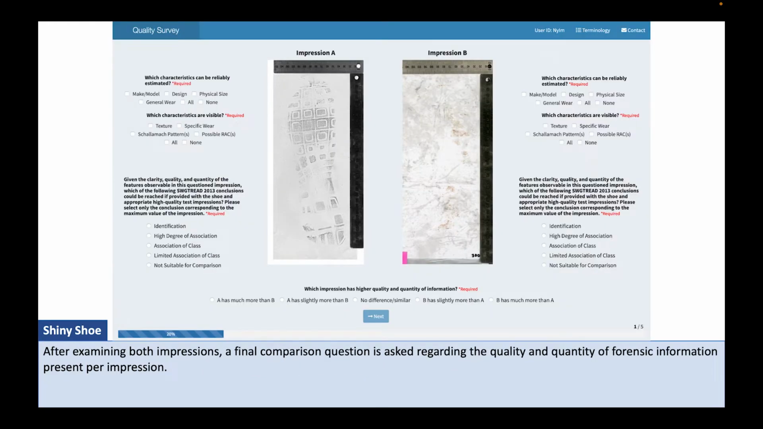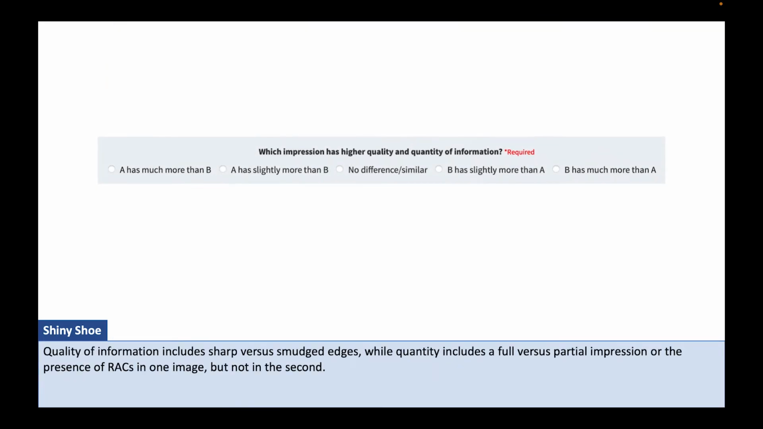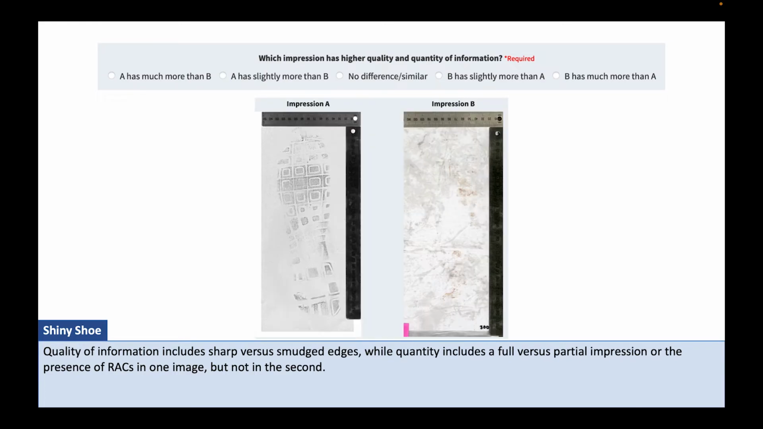After examining both impressions, a final comparison question is asked regarding the quality and quantity of forensic information present per impression. Quality of information includes sharp versus smudged edges, while quantity includes a full versus partial impression, or the presence of RACs in one image but not in the second.